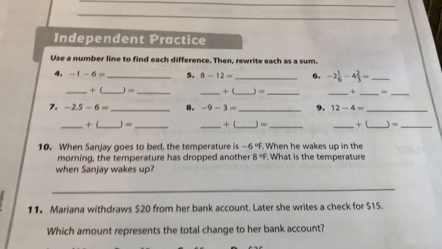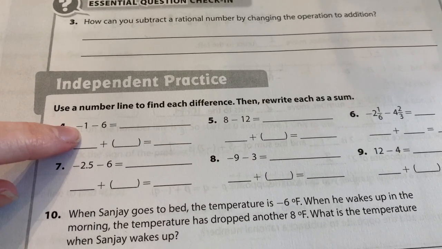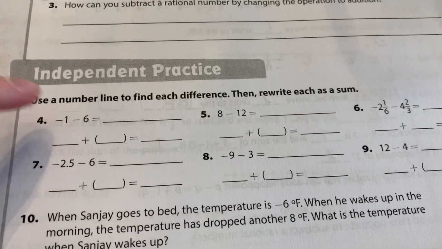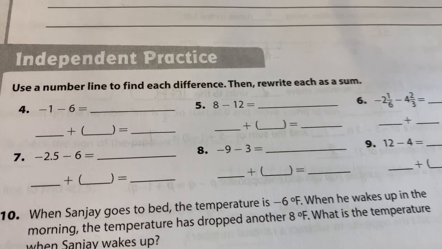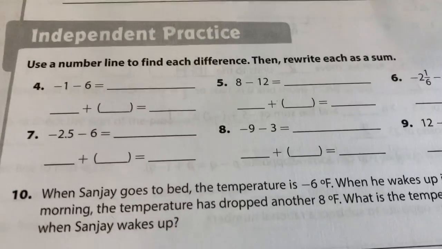So on your homework, you're going to do the same thing up here. You're going to change it to addition. So that's what this blank line is for. So you're going to find it both ways. You can use the number line the first time and then rewrite it as addition, or you can use the pattern. Okay?